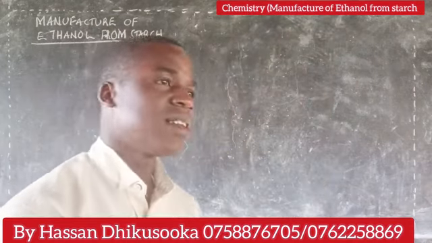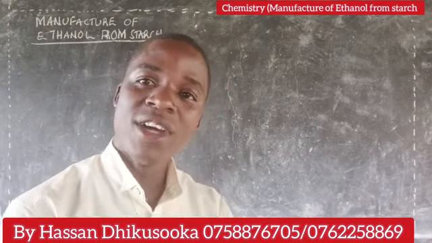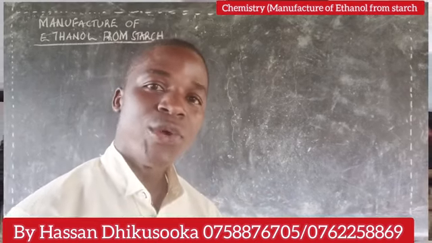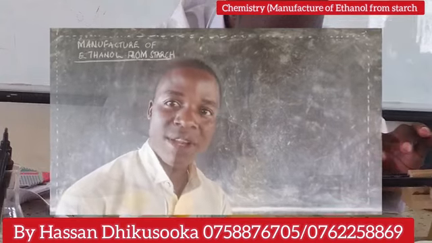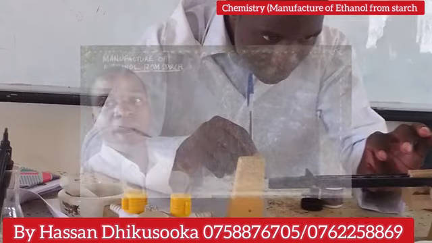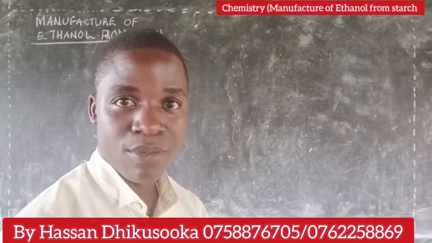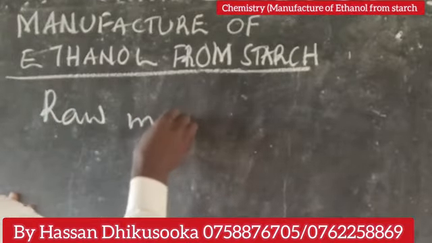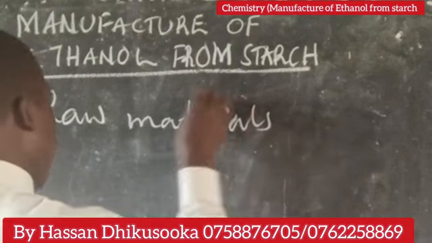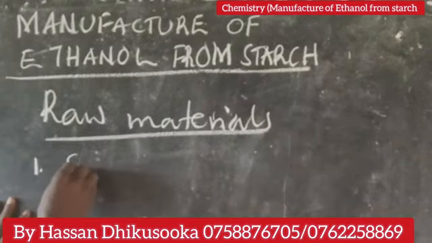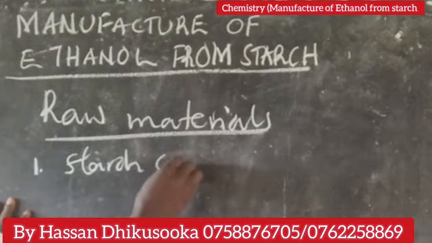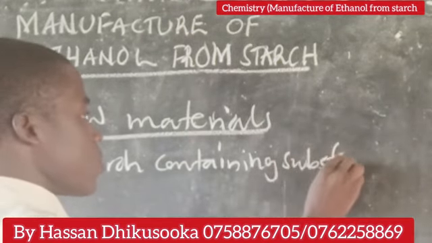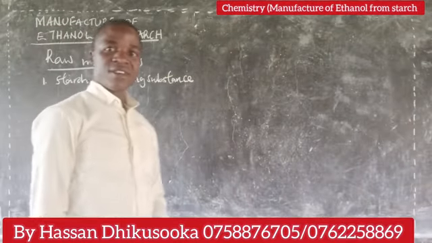But as usual, we say that any manufacturing process, first of all, if you are manufacturing, you need what we call the raw materials. So in this case, which raw materials will you be able to use when you are manufacturing ethanol by use of starch? Which raw materials? Let us first list the raw materials. Raw materials. Number one. We shall need a starch containing substance. We shall use a starch containing substance.